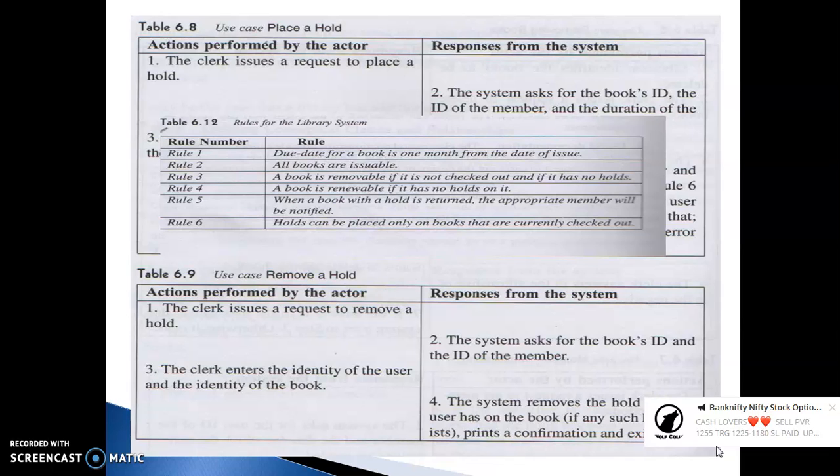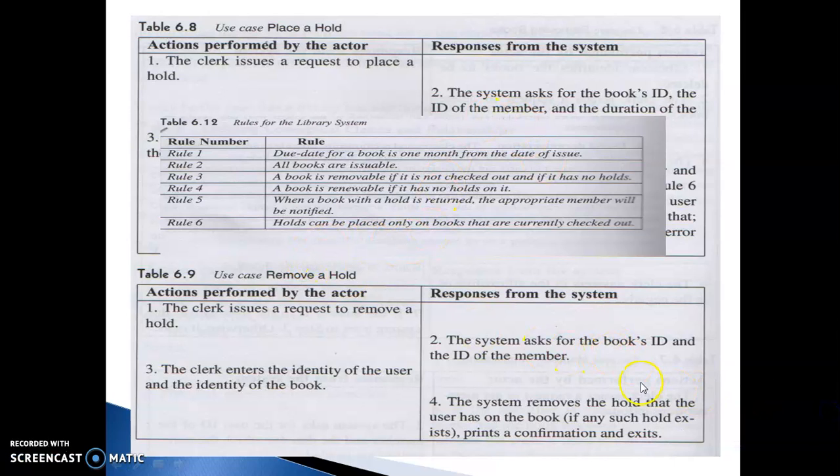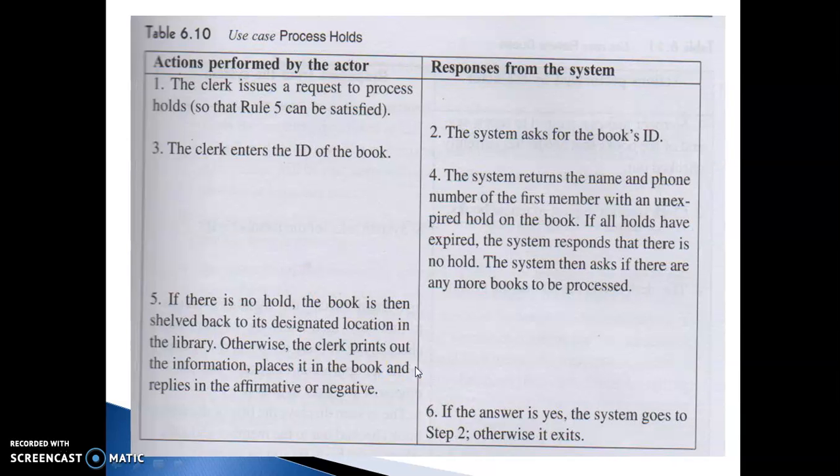So the input for the system is, the system asks for the book id and the id of the member, and the clerk enters the id of the user and the id of the book. So when he presses remove a hold, whatever hold he had on the book will be removed from his database. Okay, remove a hold.